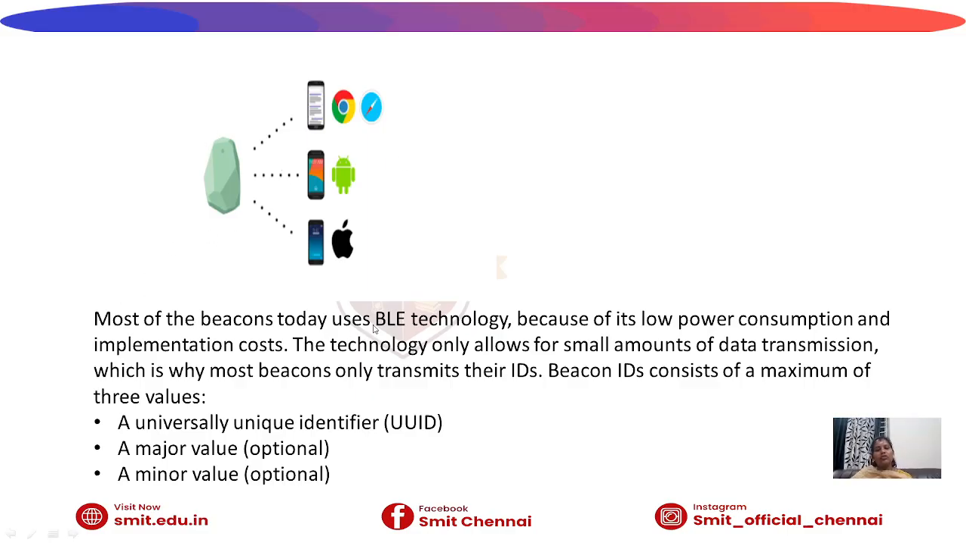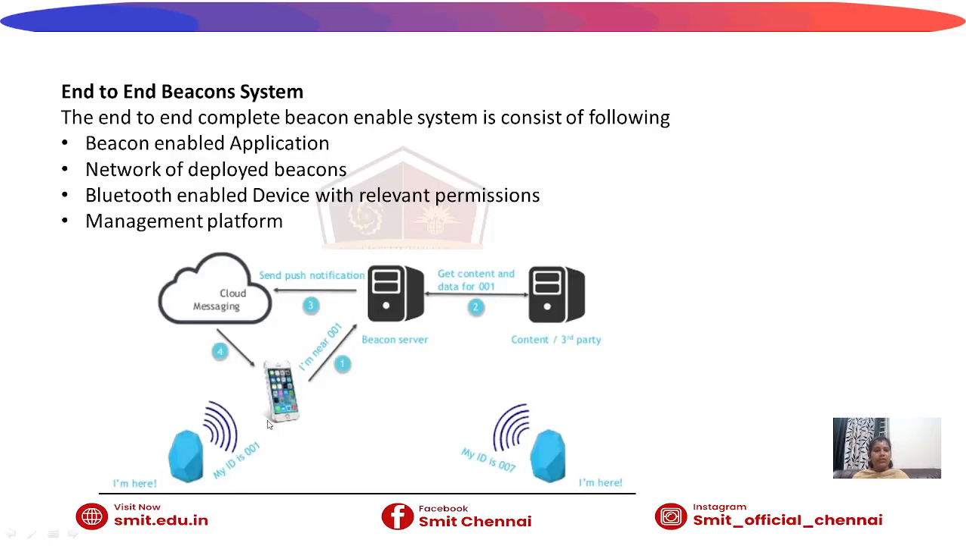Most beacons today use BLE technology, that is Bluetooth Low Energy, because of its low power consumption. It allows a small amount of data transmission, which is why most beacons only transmit their IDs. Beacons consist of a maximum of 3 values: one is a UUID, another is a major value, and another is a minor value. UUID is the universally unique identifier.